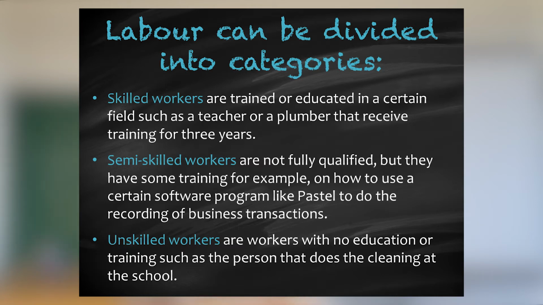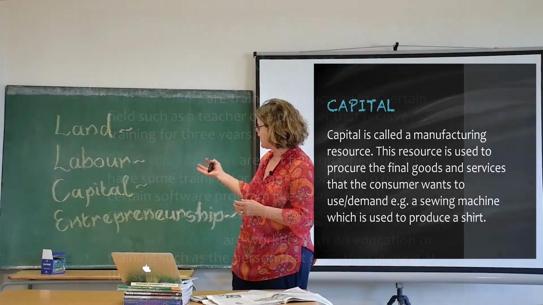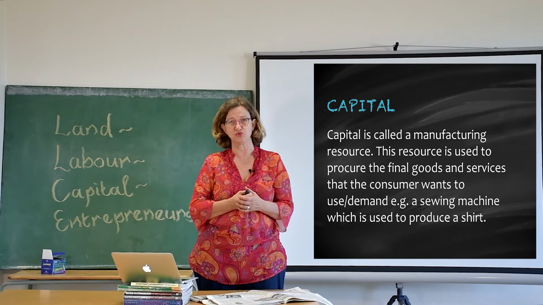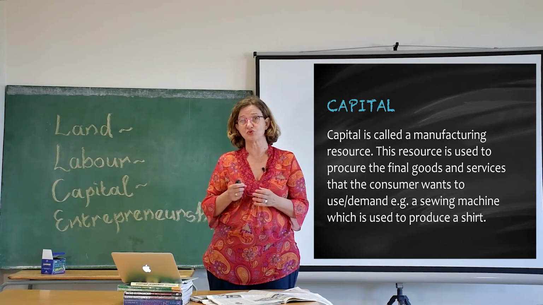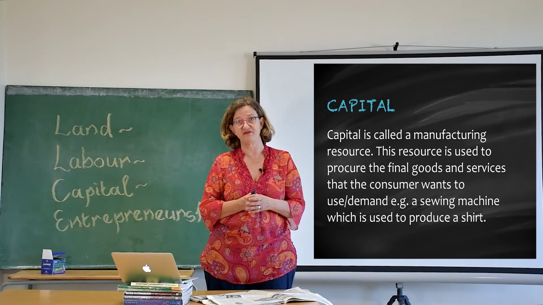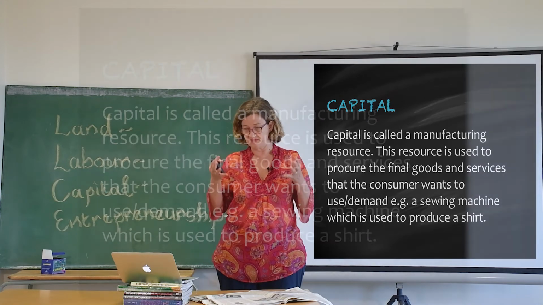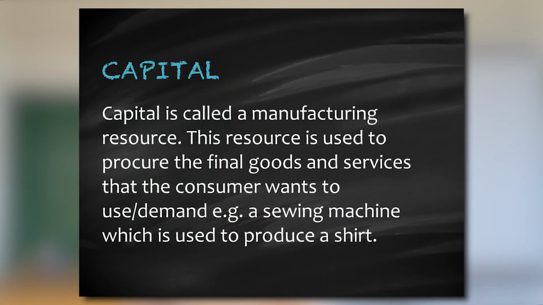Okay, then the third resource, as you can see here, is a capital resource. This capital resource is also called a manufacturing resource. This resource is used to produce the final goods and services that me and you are using every day, like the t-shirt you wear or the school pants you wear. That is final goods.